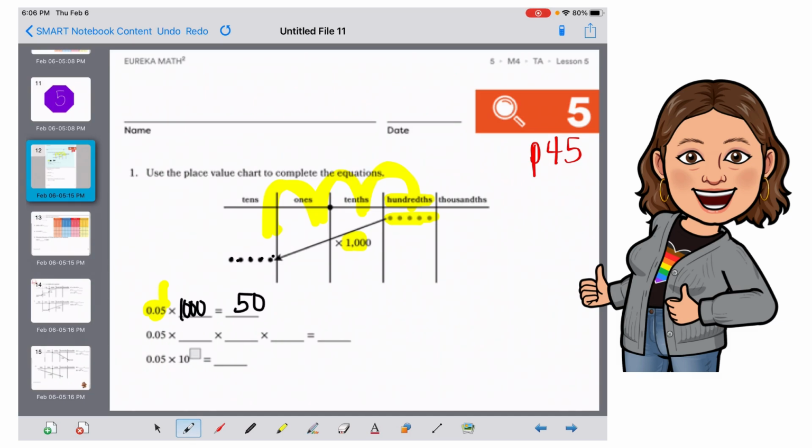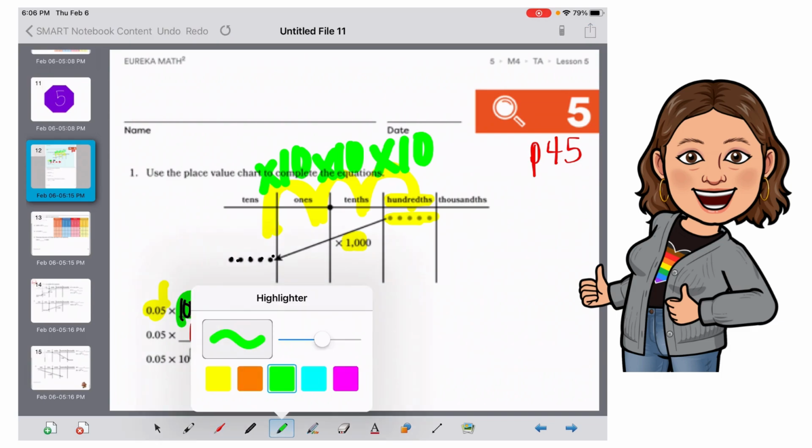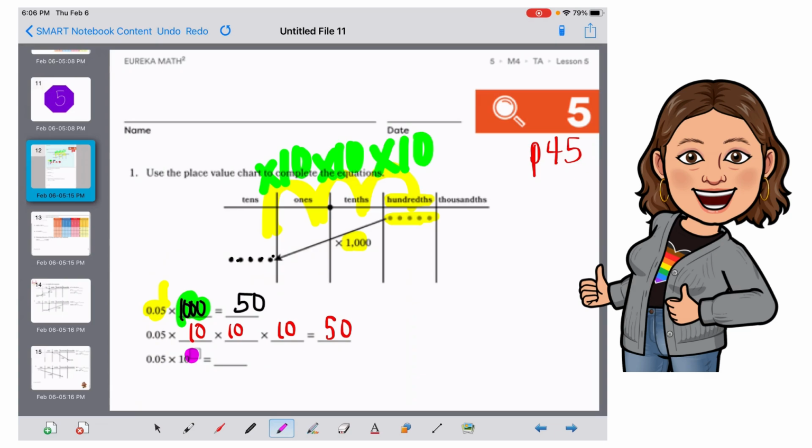Now, we are still looking at the same problem, but what they want to look at is they want to change the way that we write 1,000. We know that 1,000 could also be represented like this, times 10, times 10, times 10. So we could decompose that to be times 10, times 10, times 10. We still ended up with 50. And the last one, they wanted you to use an exponent. Well, we multiplied 10 times 10 times 10. That is 10 to the 3rd power. We're still ending up with 50.